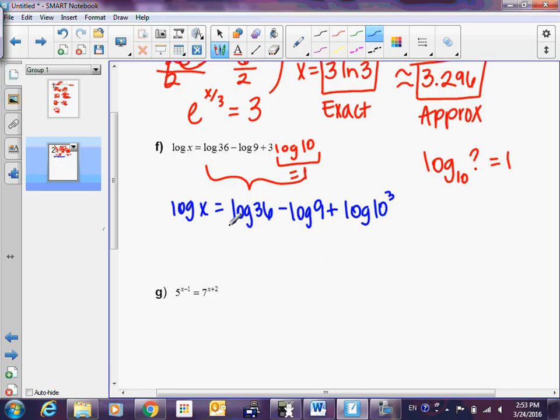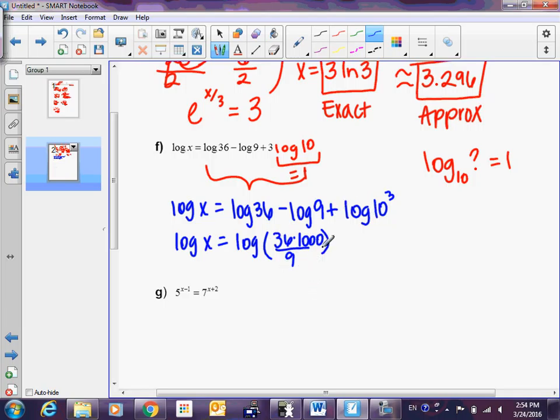So this one is definitely a little bit more complicated than the other ones. It's about to get easier though. And remember, you get to use a calculator. So for this next part, we have a 36 on the top. Where does the 9 go? Since it's minus log 9, it's going to go on the denominator. And then the 10 cubed, what is that the same as? 1,000. That's going to go on top because it's plus.